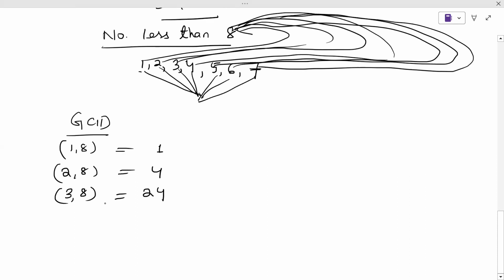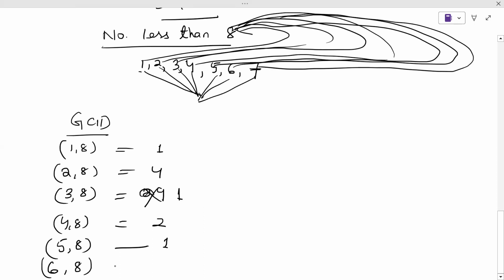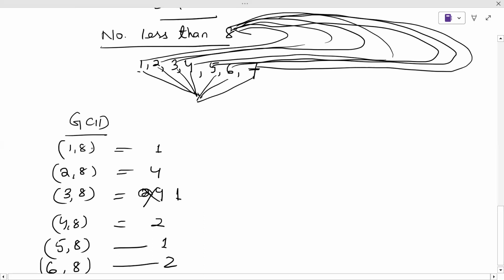GCD(4, 8) is not 24. There is no common value here. So that is 1. And GCD(4, 8) is 2. GCD(5, 8) is 1. GCD(6, 8) is 2. GCD(7, 8).